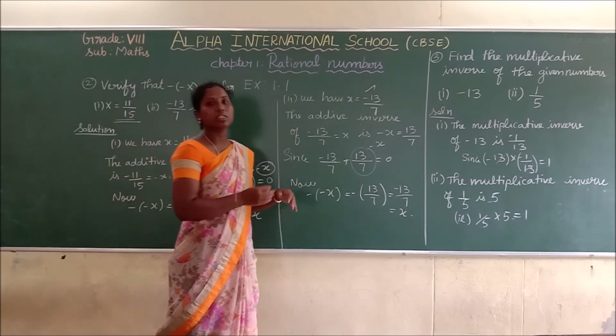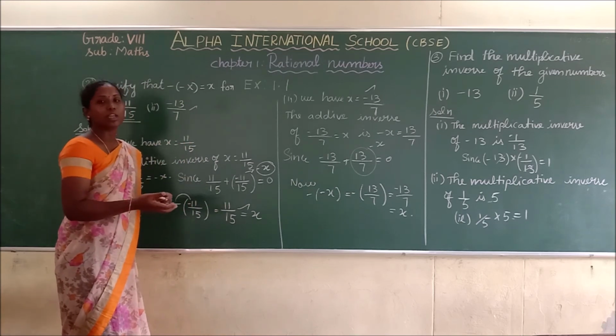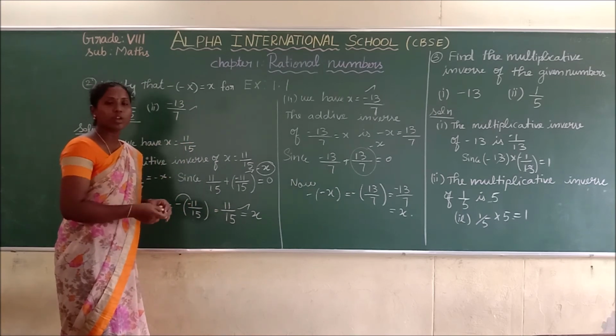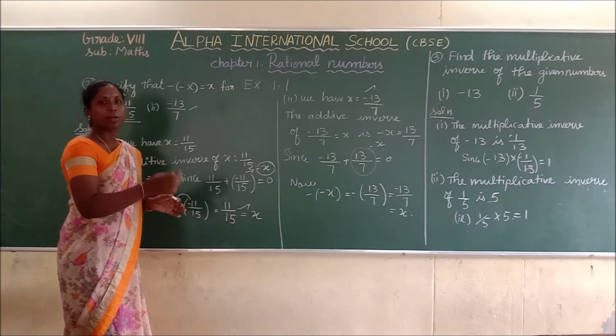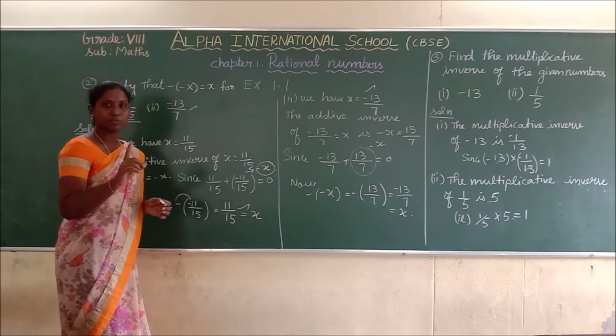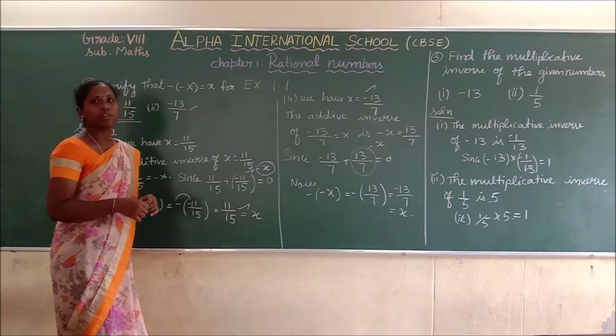For multiplicative inverse, it is just multiplication. You have to take the reciprocal of the given number. If you multiply the reciprocal of the given number with the given number, you will get the product 1 only. So it is called the multiplicative inverse of the given number.